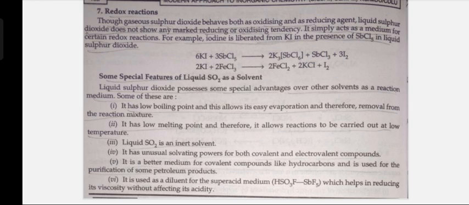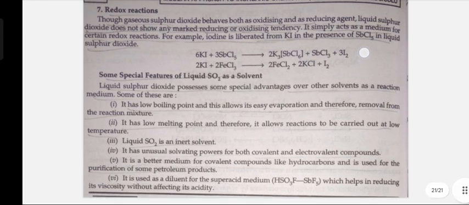Some special features of liquid sulfur dioxide as a solvent. It is an inert solvent having a low melting point and therefore allows reactions to be carried out at low temperature. It has a low boiling point. This allows easy evaporation and therefore removal from the reaction mixture. It has unusual solvating powers for covalent and electrovalent compounds. It is a better medium for covalent compounds like hydrocarbons and is used for the purification of some petroleum products. It can be used as a diluent and superacid medium, which helps in reducing its viscosity without affecting its acidity.